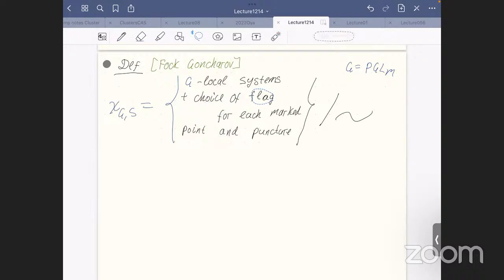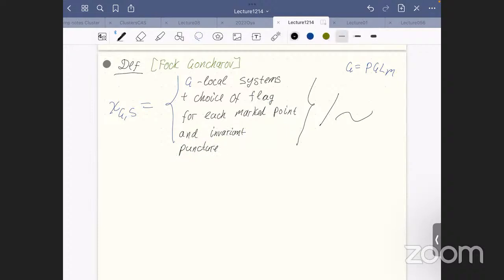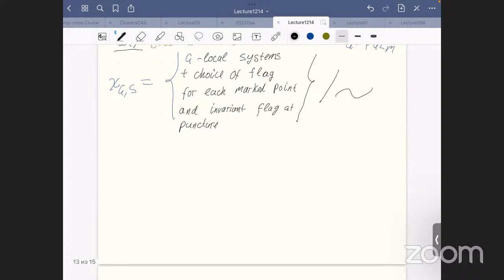Maybe better to say a choice of flag for each marked point and invariant flag. What do I mean by this? So first of all, what is a flag? Today we will have only complete flags, so I will omit the word complete. And a flag is just a sequence of vector spaces F0 embedded, not equal, to F1, embedded, not equal, to F2, and so on up to Fm, which is equal to Cm. And from these non-equalities it follows that the dimension of each Fk is equal to k.